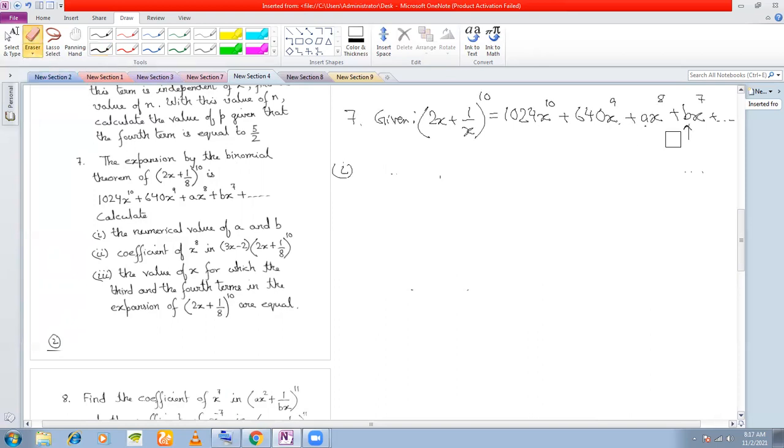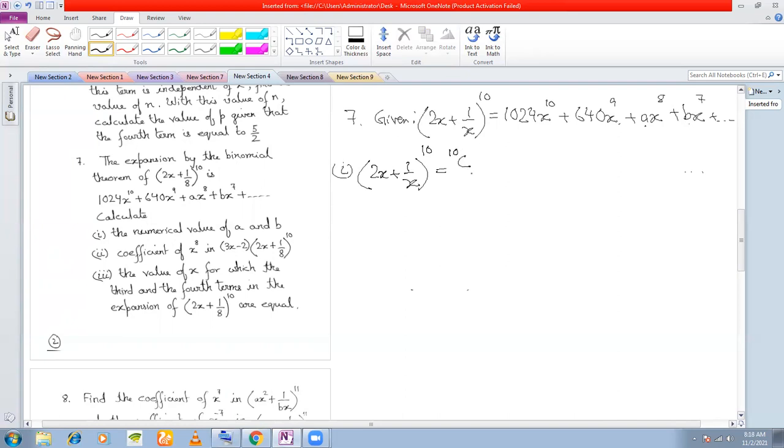Okay, you can proceed in 2 ways. That is, you can either take let r plus 1 term contain x to the power of 8 and then you can proceed to find out the coefficient, or better still you can expand this binomially till 4 terms in ascending powers of x. Okay, so if you are going to expand this binomially, you're going to get in the ascending powers of x.